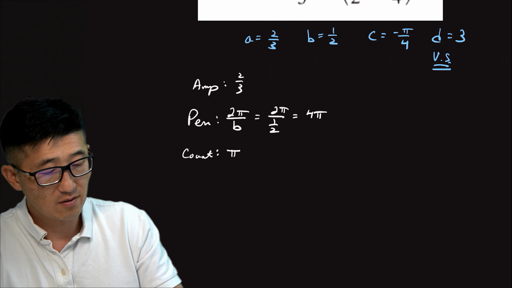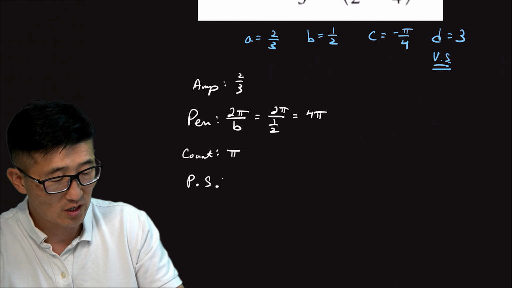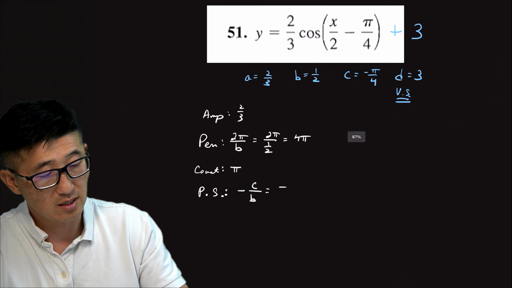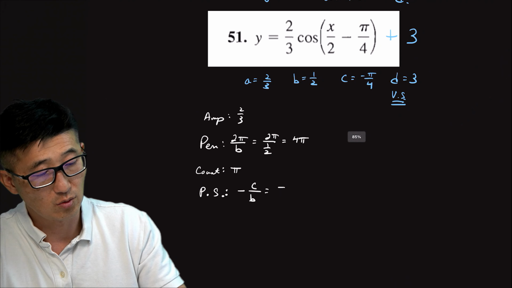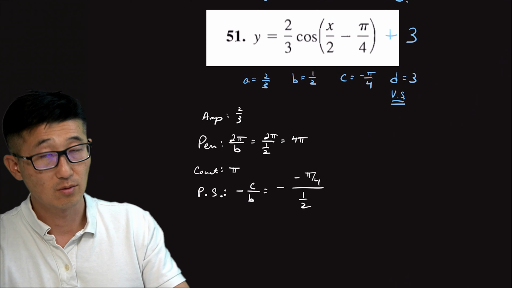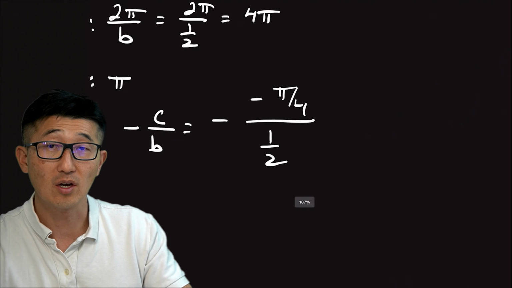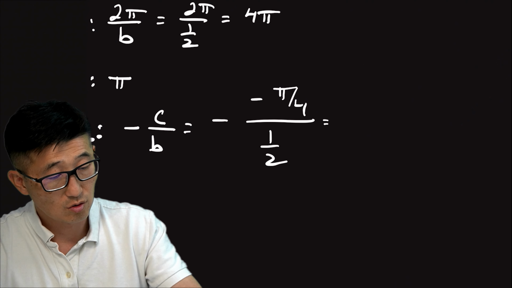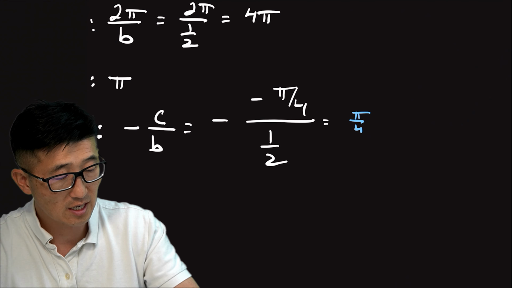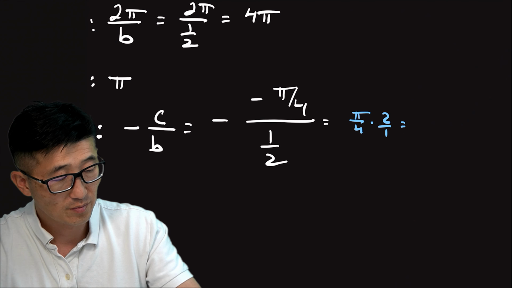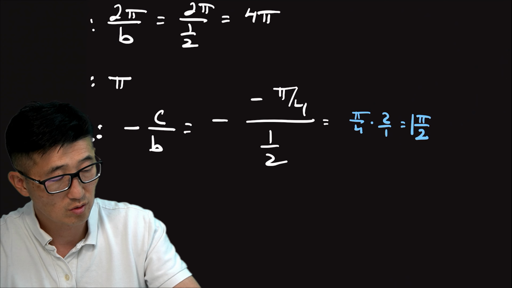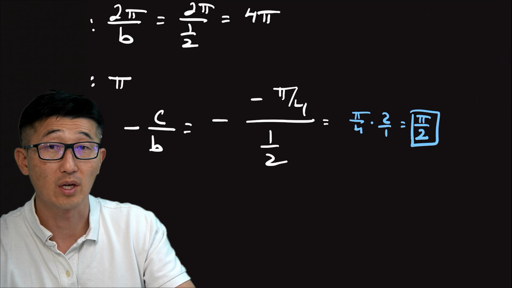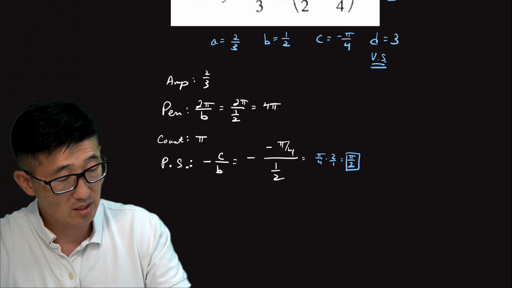And then phase shift. What's my equation for phase shift? Negative C over B. And what's C? It's going to be negative pi over 4 over 1 what? Over 1/2. Okay, so do you see that? Then you have negative, negative, so this is going to turn into a what? Positive. So pi over 4 times 2, right? Which is pi over 2 when you reduce it. Okay. And then vertical shift is 3.